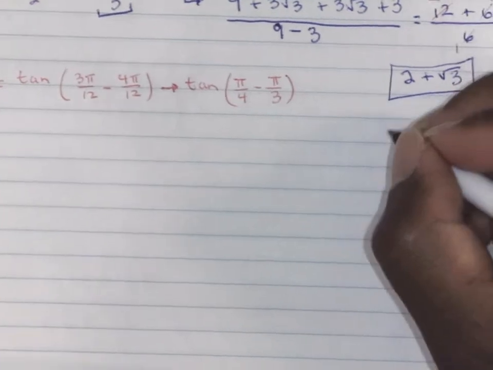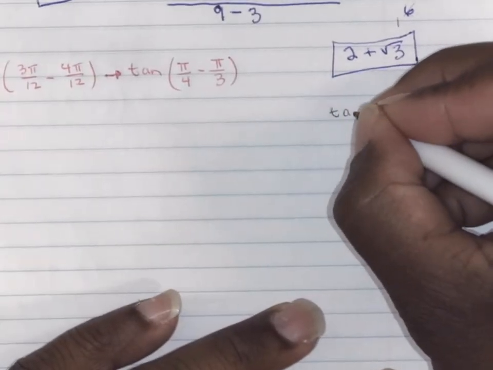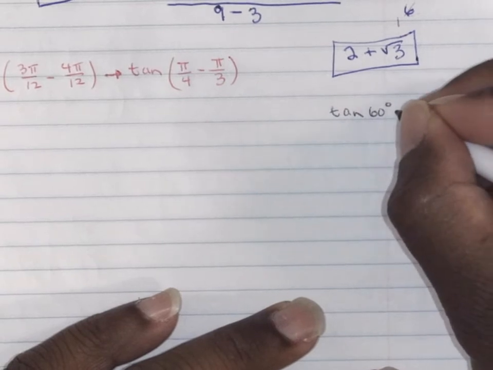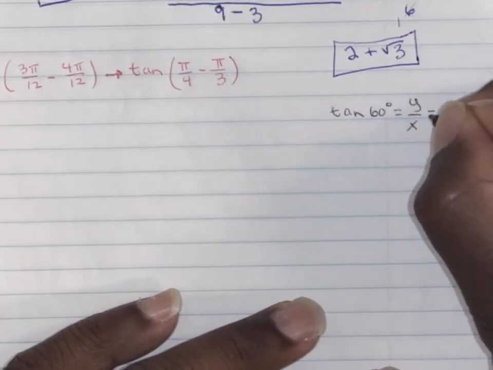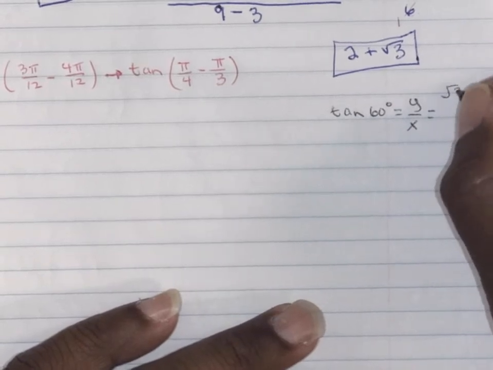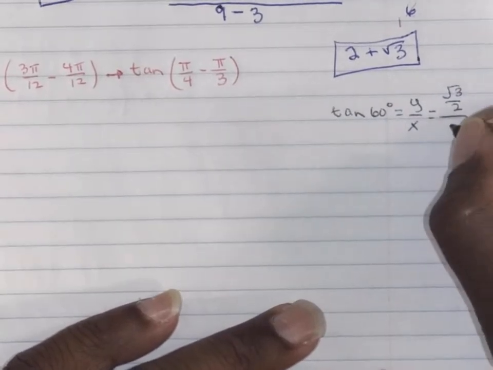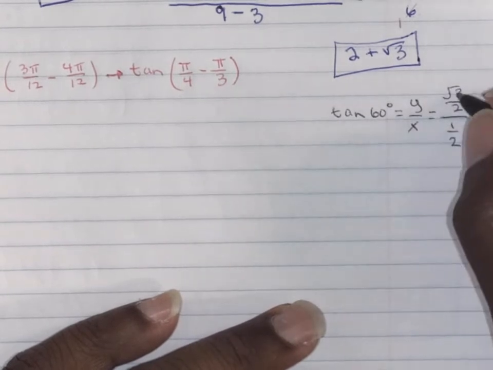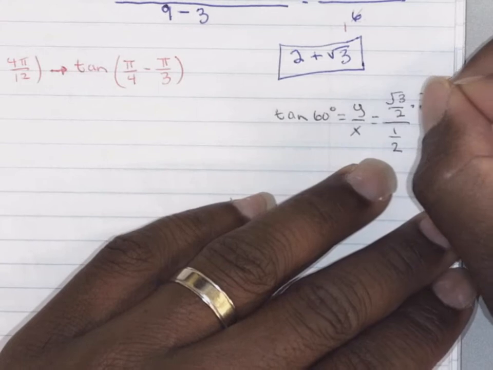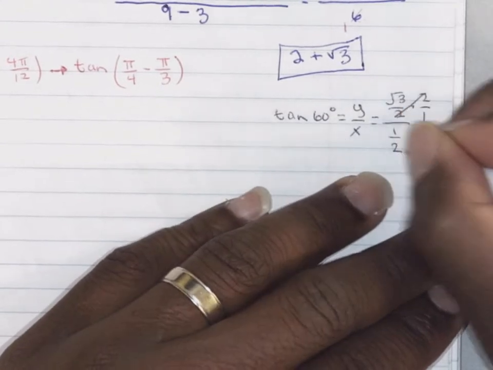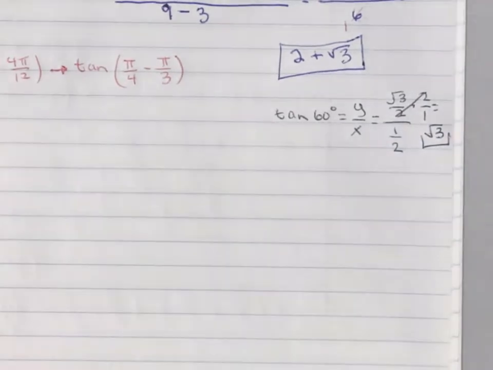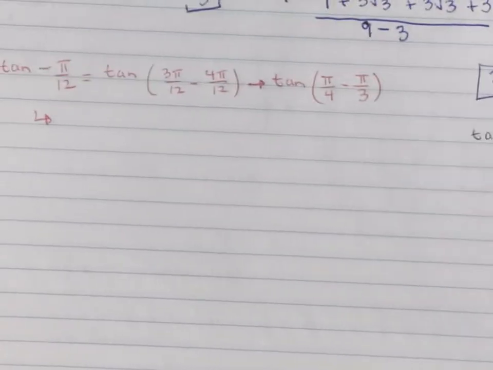let's see, I'll come over here on the side and do it. Tangent of a 60, tangent of 60 is y over x. Y at the 60-degree angle is root 3 over 2. X is 1/2. So I would multiply by 2 over 1. These cancel, and then I'm left with just root 3. So tangent of the 60 is root 3.